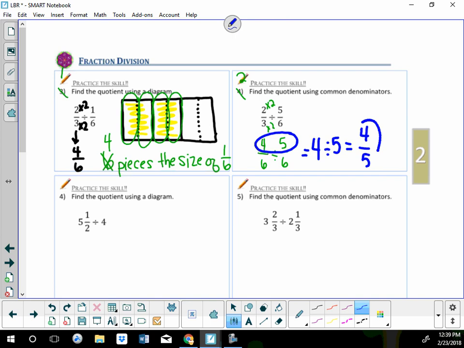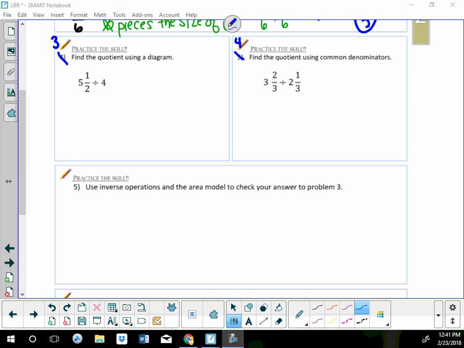All right. I'm going to give you guys just a little bit of time to try the next 2, and then we'll come back together. So let's go ahead and check out number 3. And we are also going to do this one using a diagram. And we have 5½ divided by 4. So I'm going to start by drawing 5½.